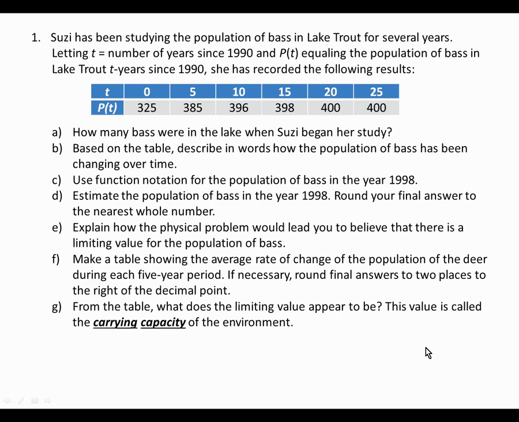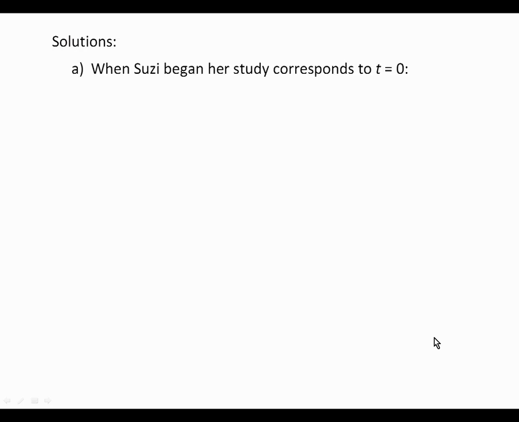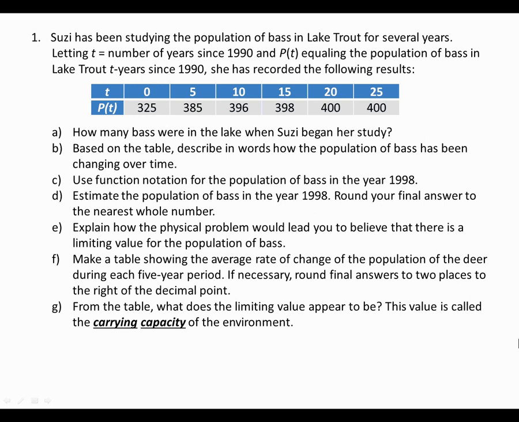So, going back to our table, 325. So our solution, when Susie began her study, that was t being 0, right? She began her study, so there were 325.